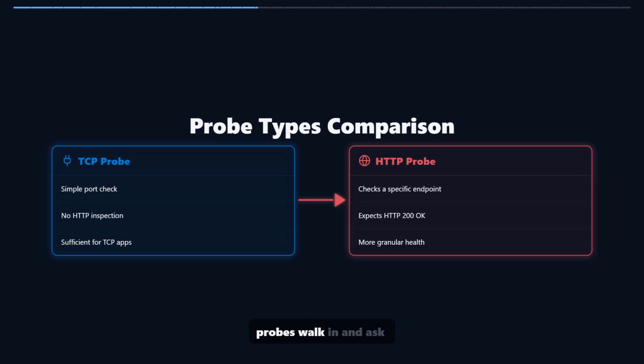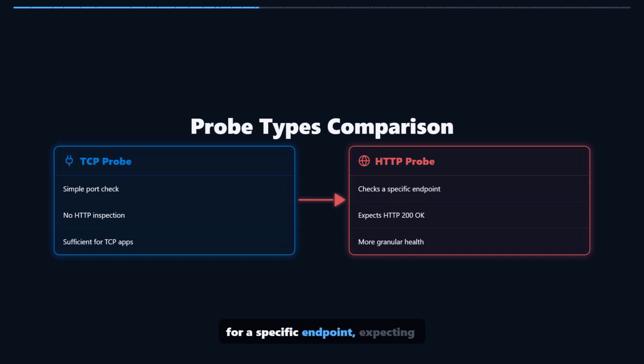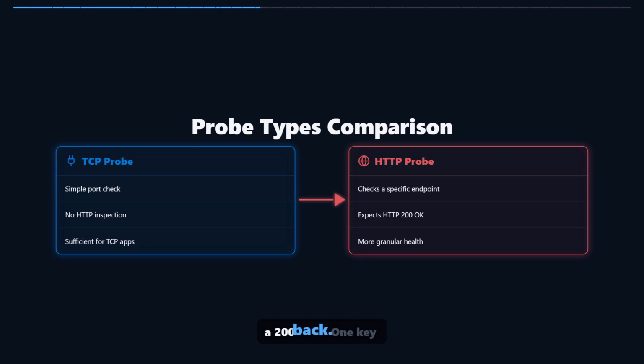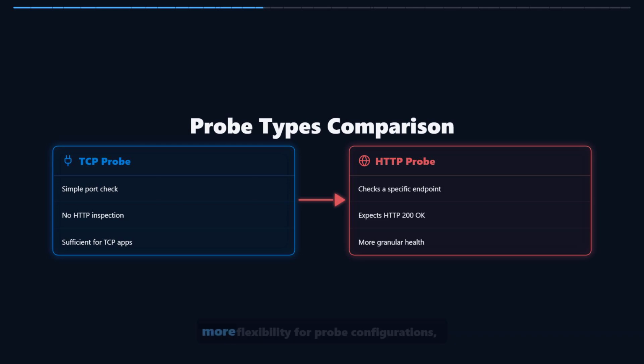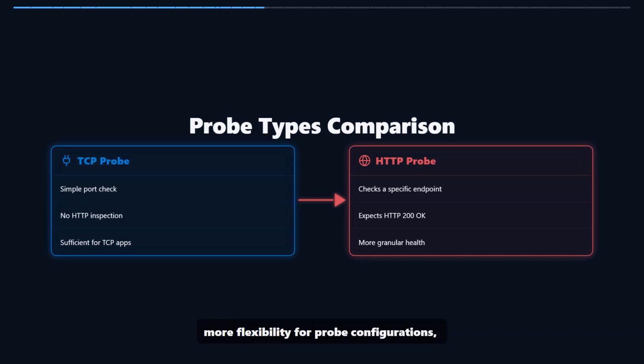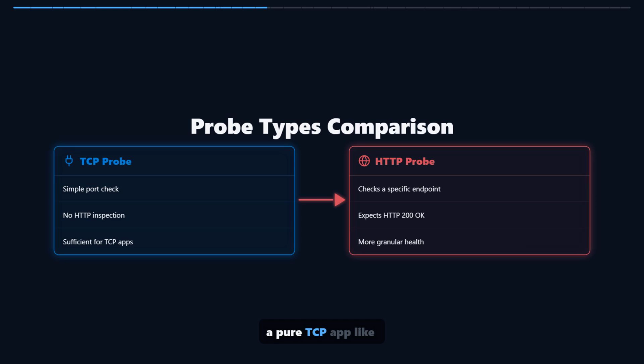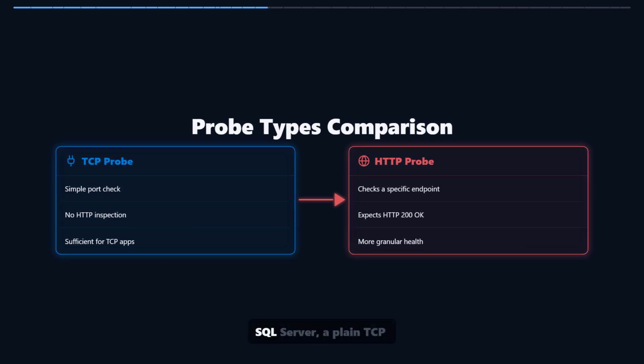Two flavors. A TCP probe just knocks on the door to see if it's unlocked. HTTP probes walk in and ask for a specific endpoint, expecting a 200 back. One key difference: Basic Load Balancer does not support HTTPS probes. Standard provides more flexibility for probe configurations, so check the latest documentation for available probe types. For a pure TCP app like SQL Server, a plain TCP probe on 1433 is all you need.